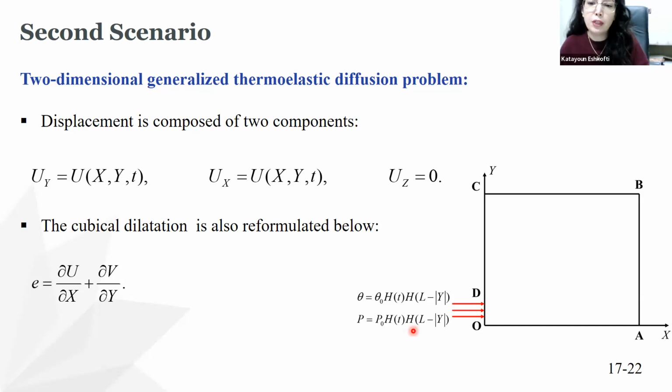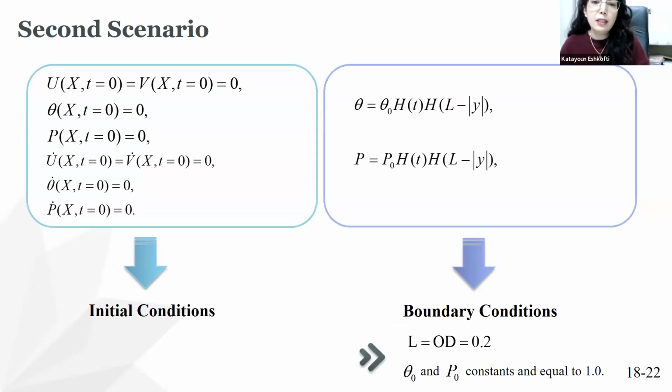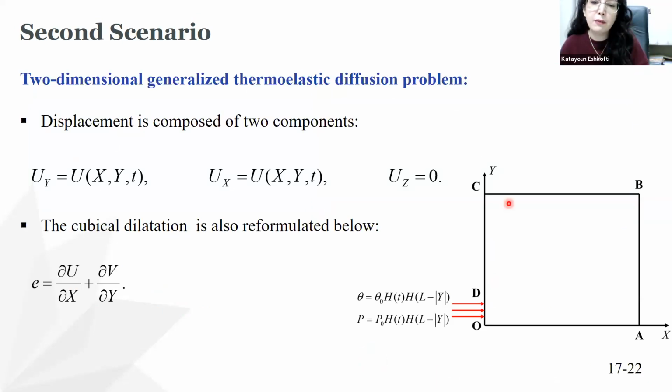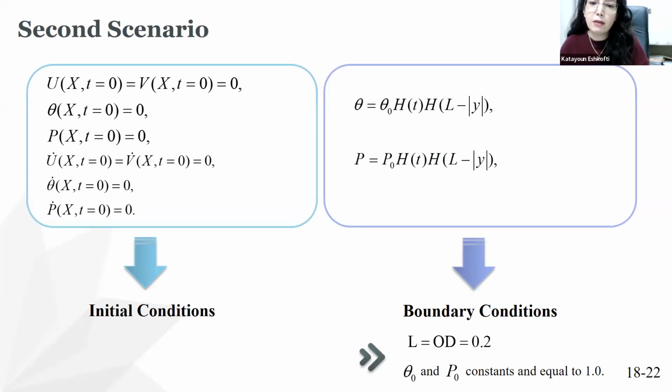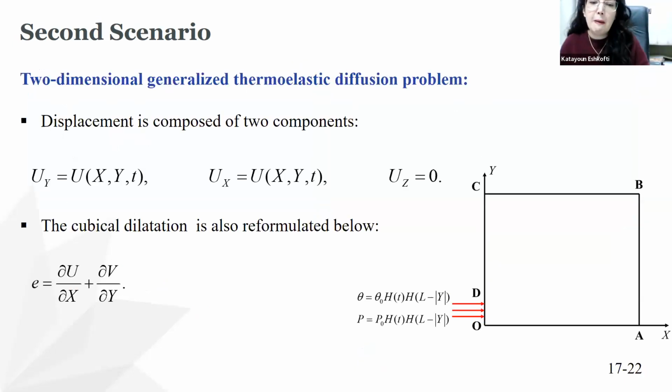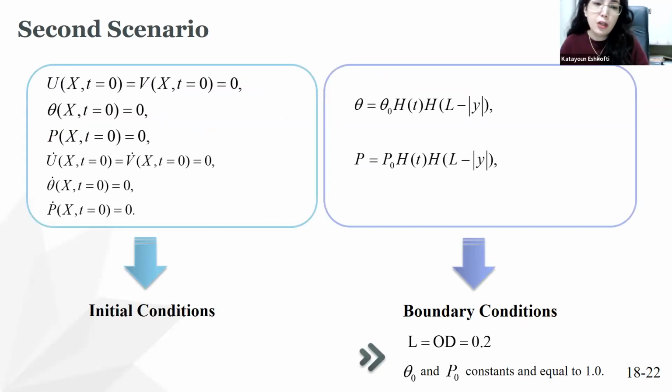And I should mention that the displacement in this problem is composed of two components. In this example, we consider a range from 0 to 3 for both spatial variables, x and y, as you saw in this figure. The distance of OA and OC are both equal to 3 and represent the non-dimensional measurements along x-axis and y-axis. And initial conditions are homogeneous, and the thermal shock and the chemical shock loadings are imposed as boundary conditions.